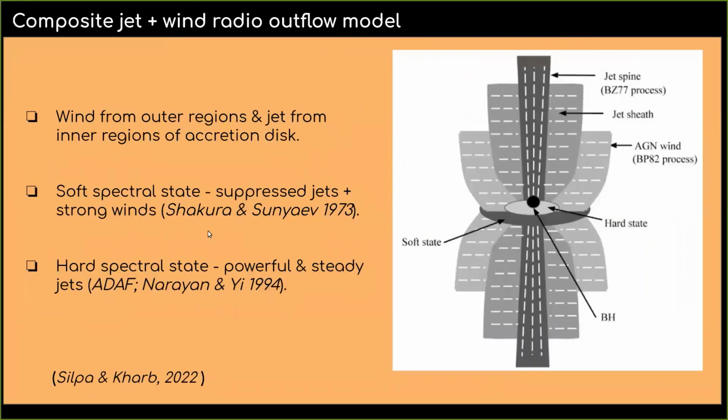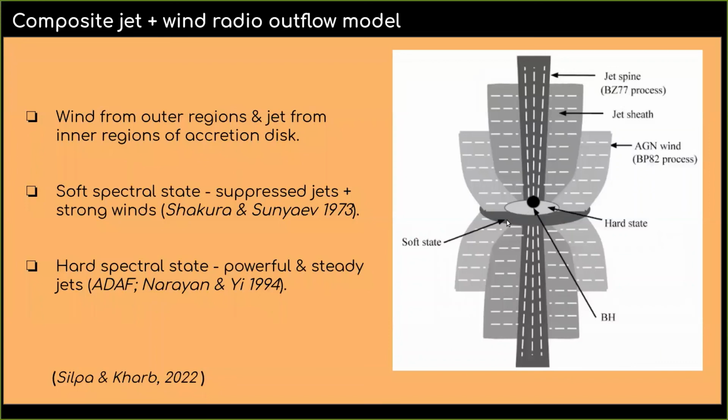Thus, overall, we find a composite jet plus wind radio outflow in these sources, where the jet threading poloidal fields is immersed inside a broader magnetized wind threading toroidal B fields. And we have tried to propose a model that shows a possible connection between the different spectral states of the accretion disk and the multi-component outflow in AGN. And the model is the following.